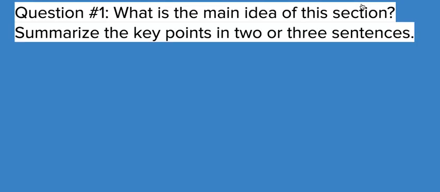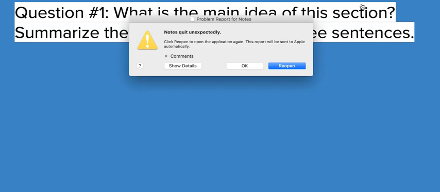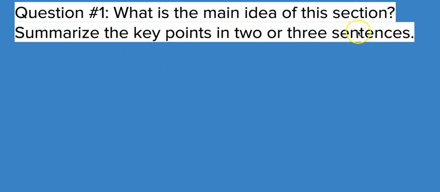Question 1. What is the main idea of this section? Summarize the key points in 2 or 3 sentences. Remember that this question is always, or almost always, the first question you get in a section. So what was the main idea? Was it the space telescope? Was it gravity? Was it mass? We need to think about it as the actual content, not the example that was used.